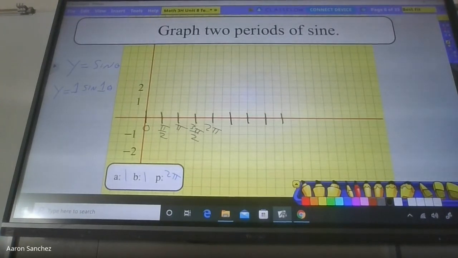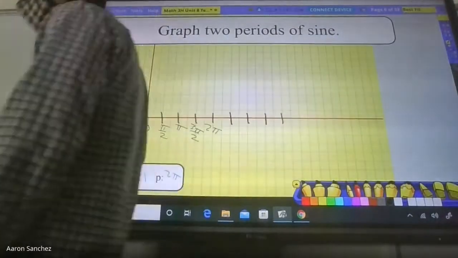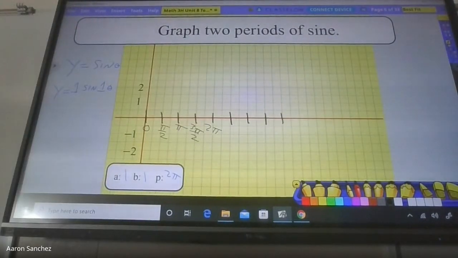Graph sine. Is this sine or cosine? Sine. Guess what the next question is going to be? Graph cosine. 2 periods of it.